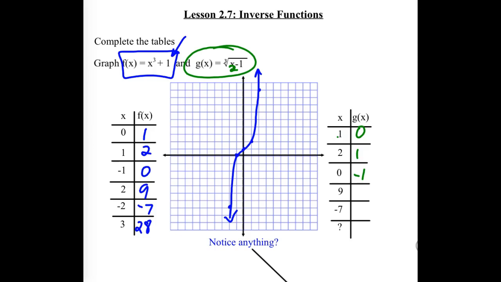Okay. Can you see why I've selected these specific values to plug in? Makes it easy to cube root them. All right, if we put a negative 7 in, subtracting 1 gives us a negative 8. The cube root of negative 8 is negative 2. Okay, let's go ahead and plot those points. So 1, 0; 2, 1; 0, negative 1; 9, 2; and negative 7, negative 2.